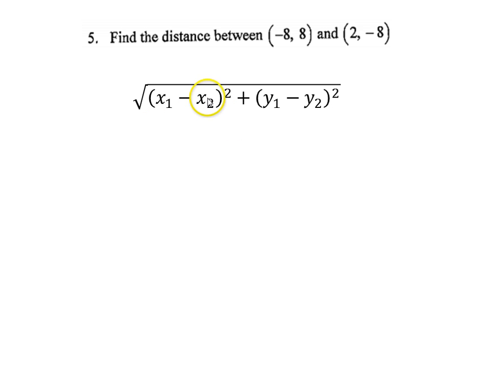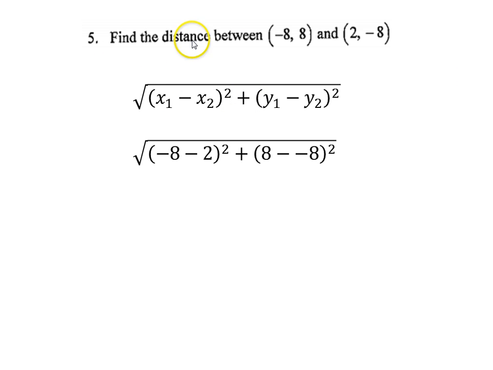So we're going to take the x values and take their difference and square it. We're going to take the y values, take their difference, and square it. And we have an x and a y and an x and a y. So all I'm going to do is take these values here and plug them into the formula. And by doing that, we get -8 minus 2, the difference of the x values, and then 8 minus -8, the difference of the y values. I'm just plugging those into the formula.